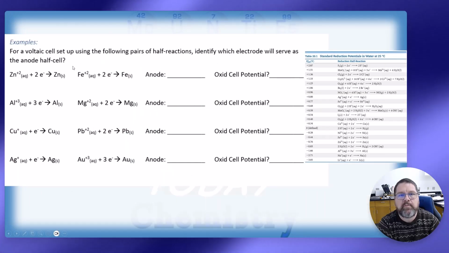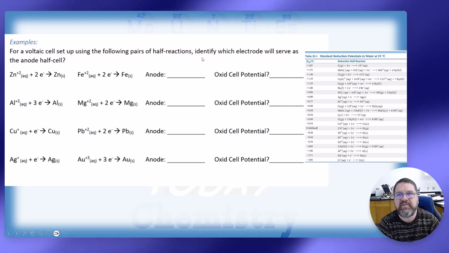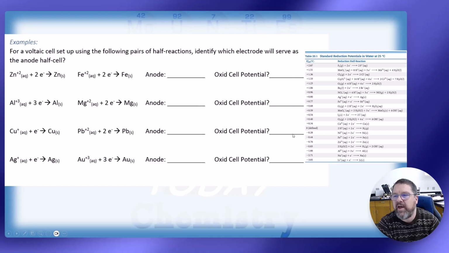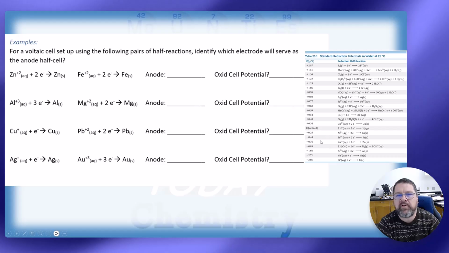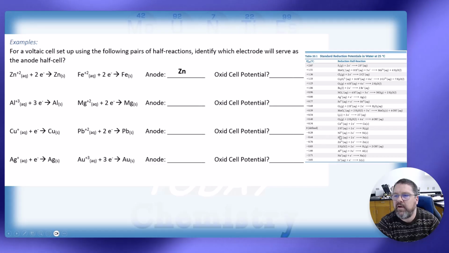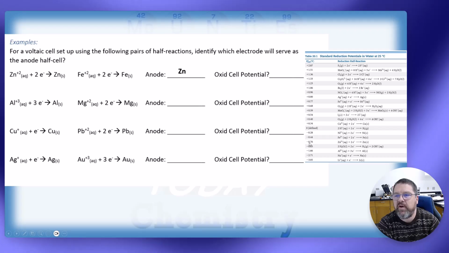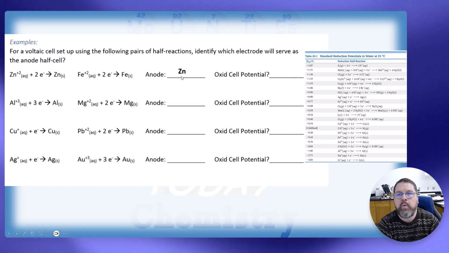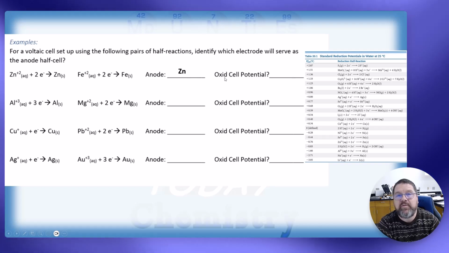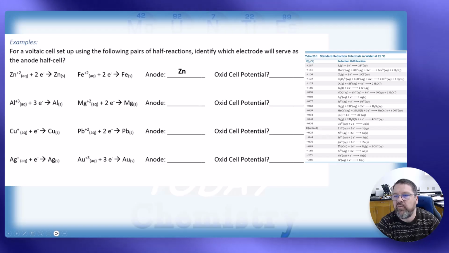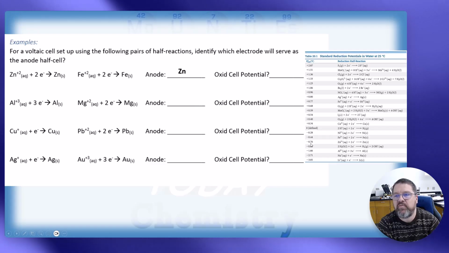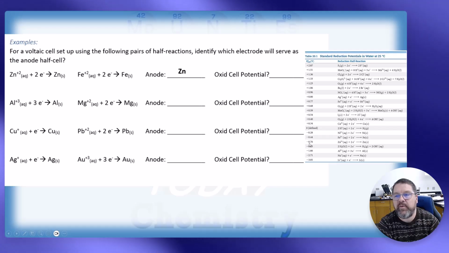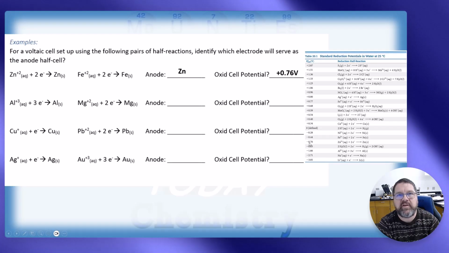So if we take a look here for the voltaic setup using the following half reactions, identify which electrode is going to serve as the anode half cell. So we want to look for zinc and iron, and we find them both here on the lower part. And so we see that zinc actually has a more negative standard reduction potential, so that means it's going to be the one that's oxidized, and therefore the zinc will be at the anode. Now it's asking for the oxidation cell potential. So the reduction cell potential for zinc is negative 0.76 volts. So the oxidation cell potential will be the opposite of that. That'll be negated, so it'll be positive 0.76 volts.